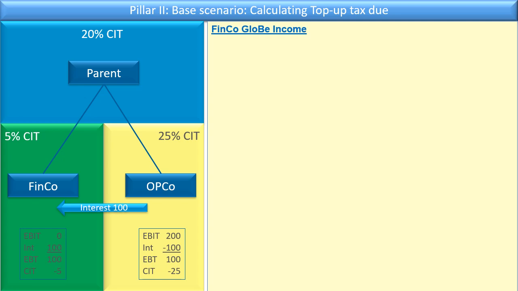Well, first of all, we'll work our way to the top-up tax, but for knowing what the top-up tax is, you need to know what the effective tax rate is, you need to know what the minimum tax rate is. To know what the effective tax rate is, you need to know what the taxable income is, and that's what we're working our way through to the bottom of the calculation.